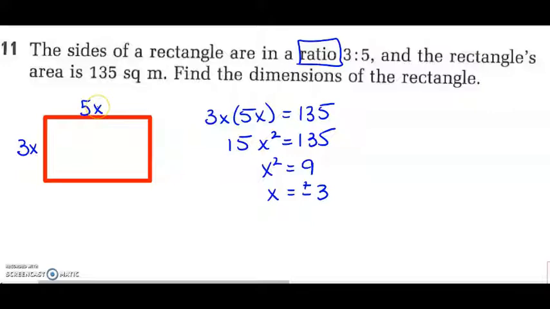However, remember we're dealing with lengths. If I replaced the negative 3 for x here, I would get a length of negative 15. So that solution doesn't work. We only want the positive 3. So the dimensions of the rectangle are now 15 by 9 meters.